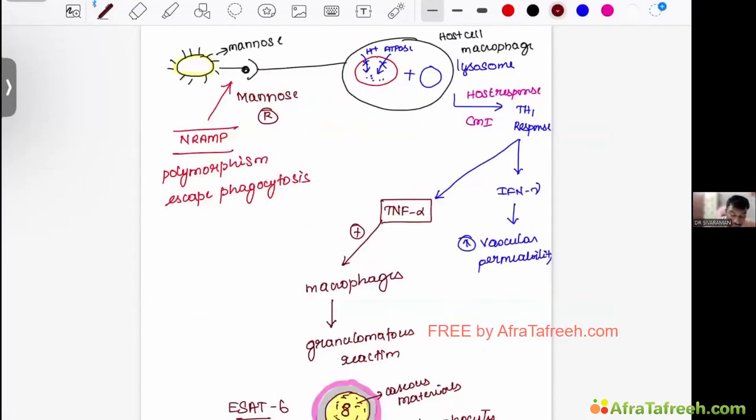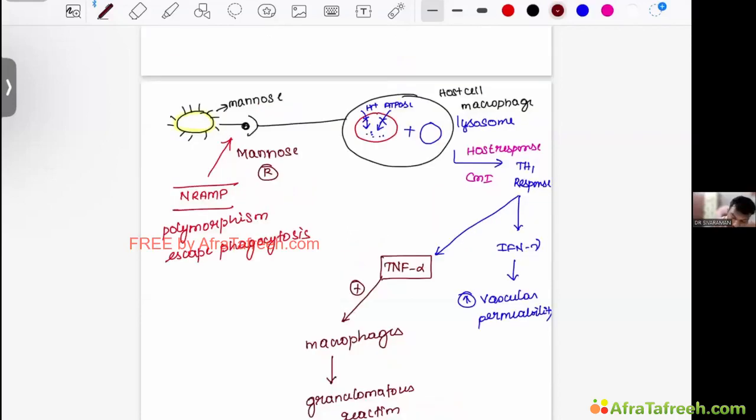The bacilli escape the fusion of your macrophage by NRAMP polymorphism. Your bacteria also prevent this hydrogen ion ATPase by producing a substance called PTPase. PTPase is produced by the bacteria, which inhibits this H plus ATPase, thereby preventing the destruction of the bacilli.